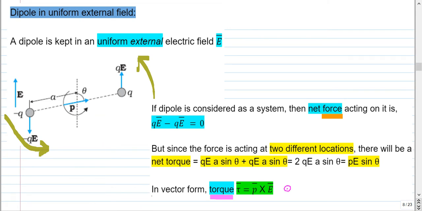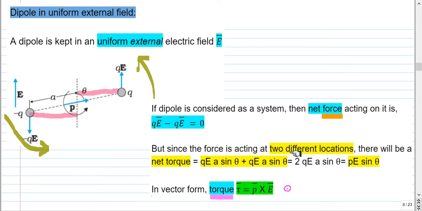To get the magnitude of the torque, you have to take the force and then multiply it with the perpendicular distance of the force from the axis. The axis of rotation is the axis passing through this midpoint and perpendicular to the plane of the paper. So this length is a. So this perpendicular distance will be a sine theta. So the torque will be q into a sine theta, and this perpendicular distance is also a sine theta because this is a and this angle is theta.